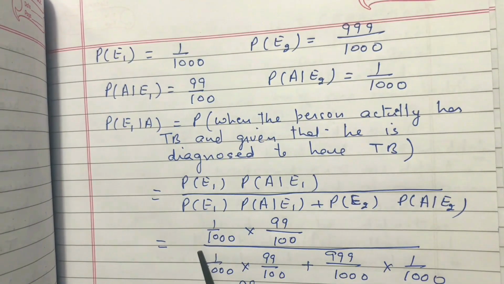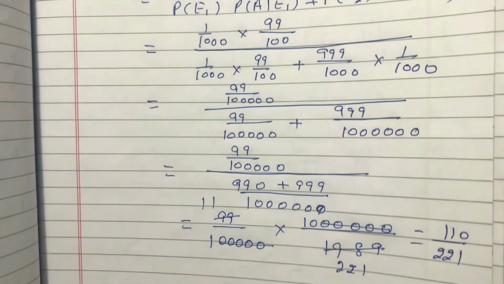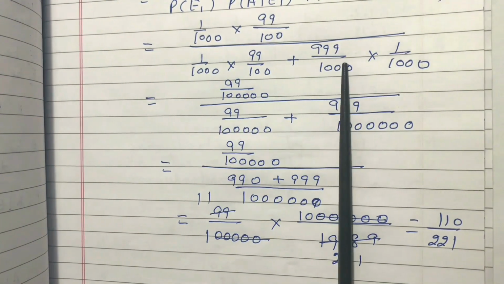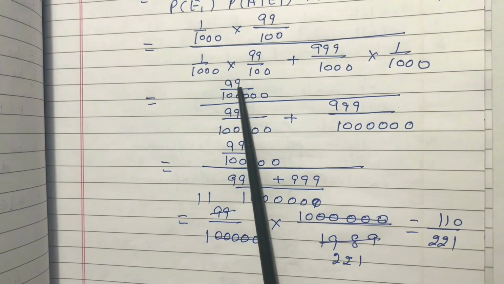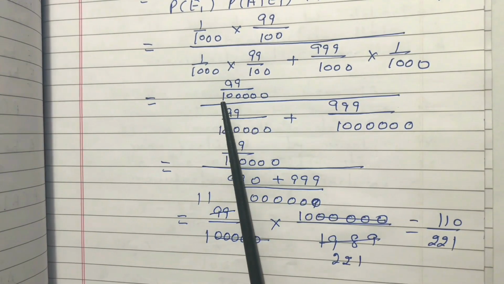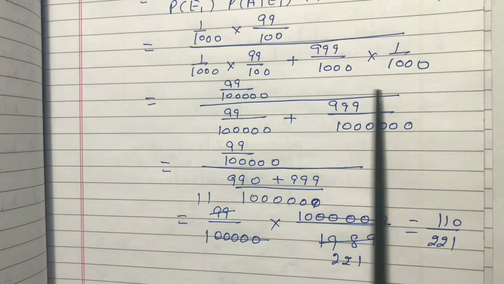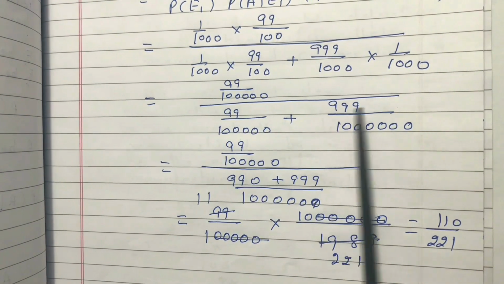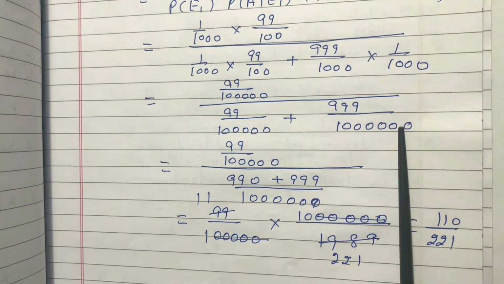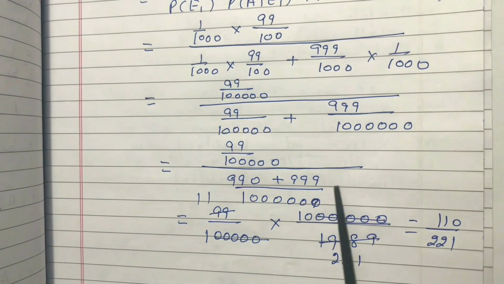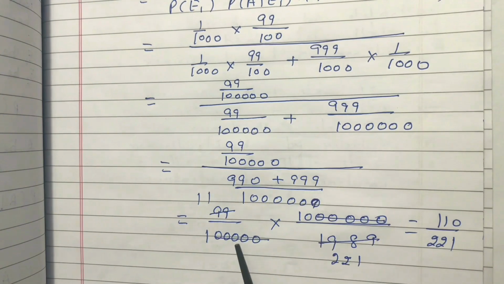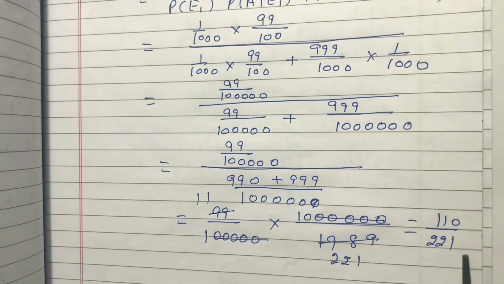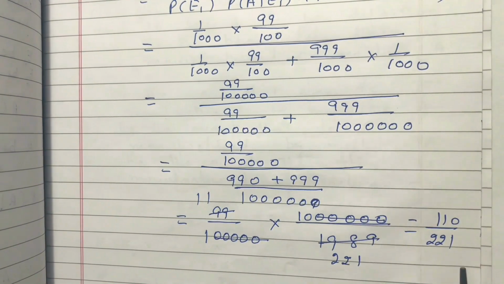Substitute the values. After substituting the values, we'll have 99 upon 100,000 upon 99 upon 100,000 plus 999 upon 1,000,000. Take the LCM of the denominator, do the calculations, you will get 110 upon 221. So that is the required probability. That is the answer.